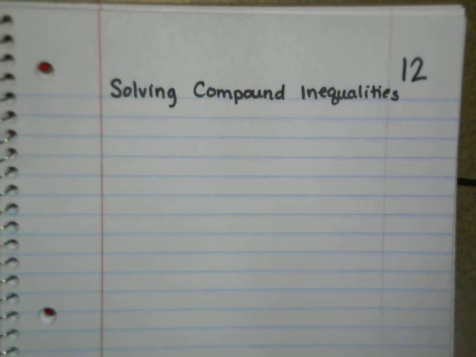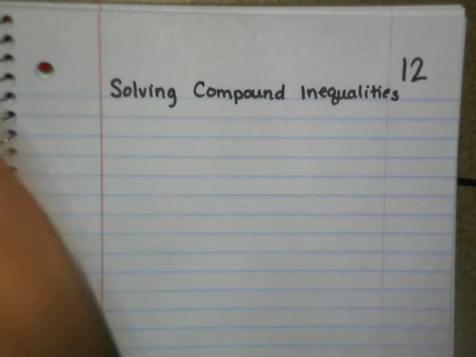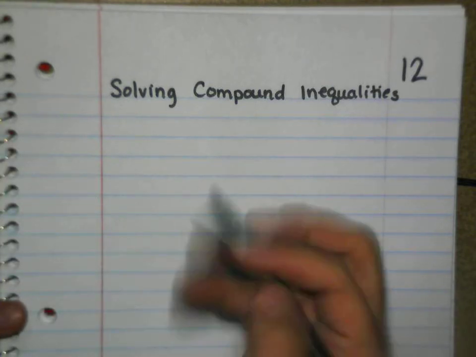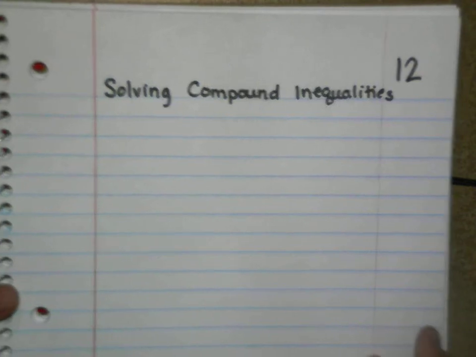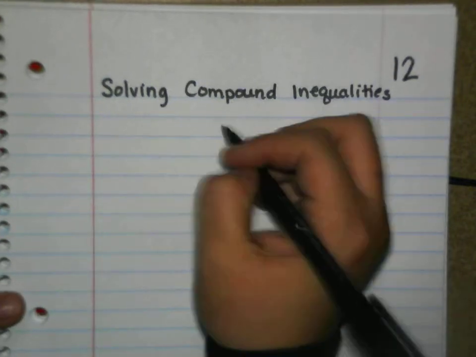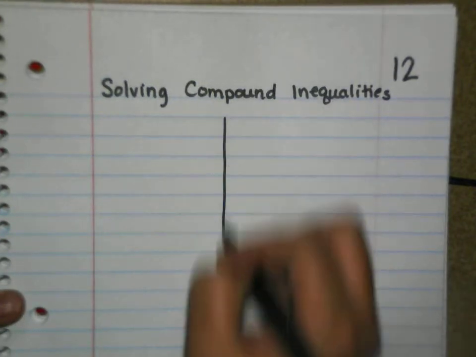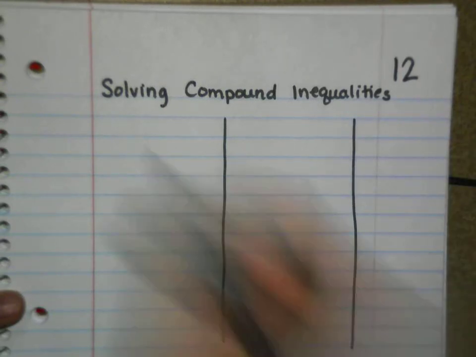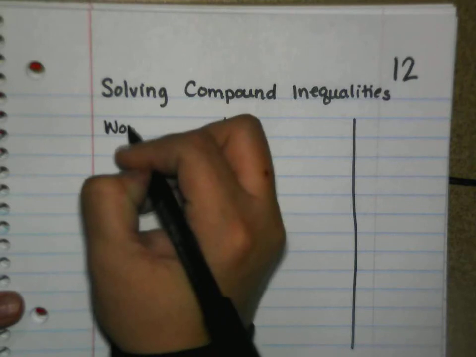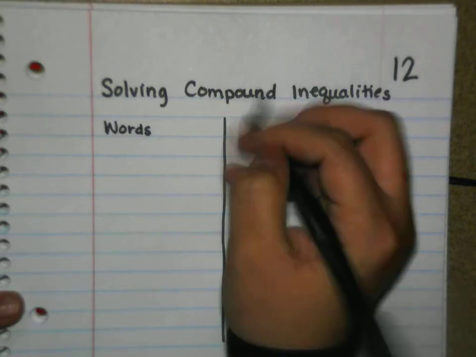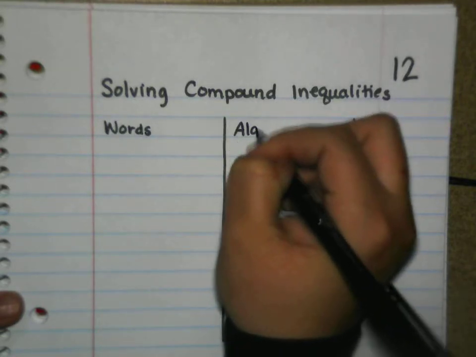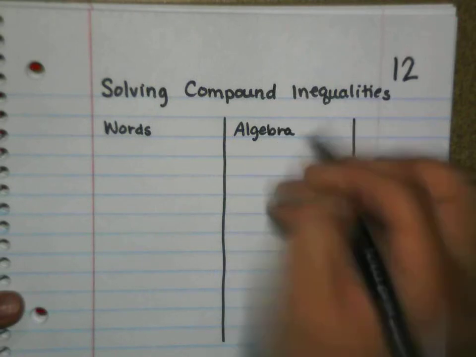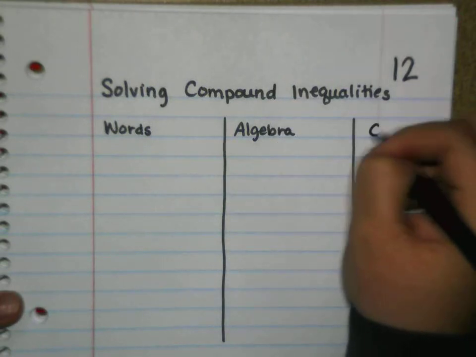Okay, so you should have already done the vocabulary for this section, and now we're going to talk about different types of compound inequalities. And I think we're going to try and do this in a chart. Might be a fairly large chart, so we're going to have 3 columns. And the first heading is going to be words. And then we're going to have algebra. And the third column heading will be graph.